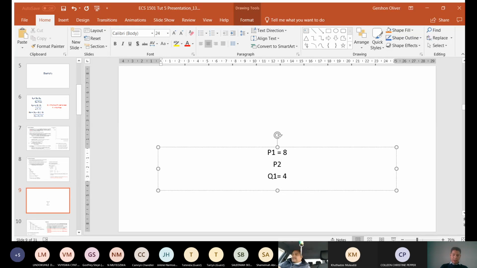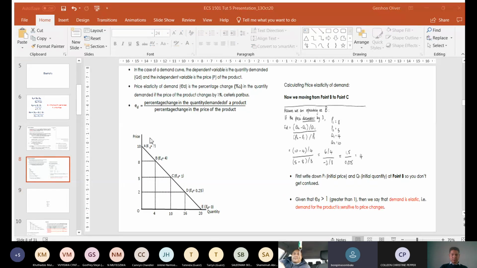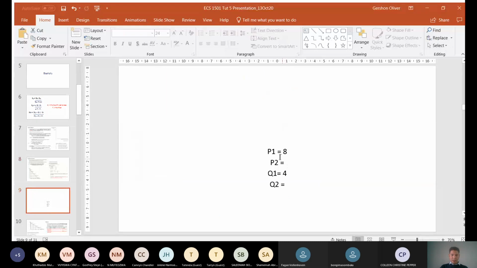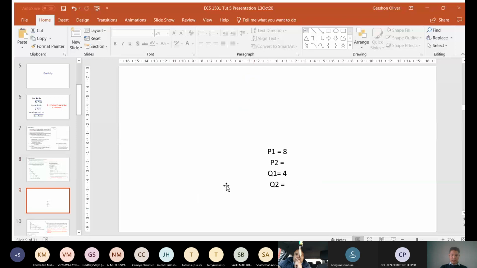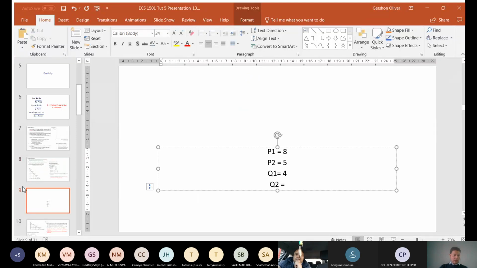Now let's have a look at my P2 and my Q2. As you can see over here, P1 and Q1 I put in already because I got that. I know that's my initial price and my initial quantity. Now I'm moving from point B to point C. At point C, my price is 5 Rand and my quantity demanded is 10 units. So 5 and 10.